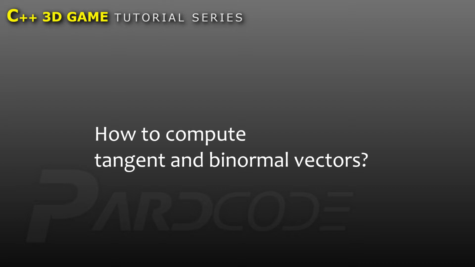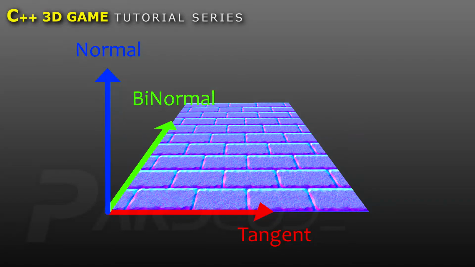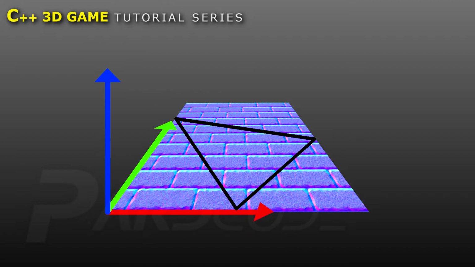Let's see how to compute the tangent and binormal vectors. As we can see from the image, the direction of tangent and binormal vectors are aligned with the direction of the texture coordinates of the surface, so the u and v coordinates. Now let's put a triangle as reference. This triangle has 3 points, P0, P1 and P2, with the texture coordinates T0, T1 and T2 respectively. Now let's define 2 edges of the triangles as E0 and E1.